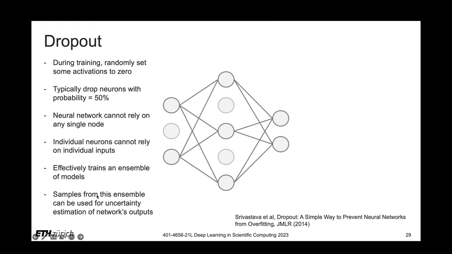One thing that you can also do, which is often used, is you can actually sample from this ensemble. After you train the network, you can randomly do dropout again and get multiple different outputs of the network. And those different outputs can actually be used for uncertainty estimation. The network can say how uncertain it is about its outputs, given the inputs. This is a really easy way of doing uncertainty estimation in neural networks.